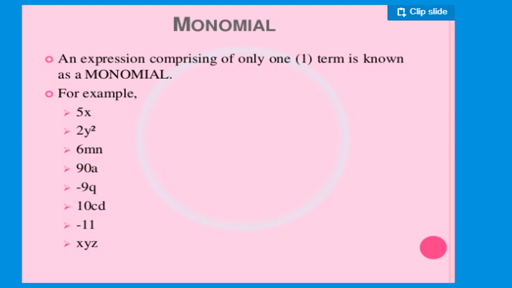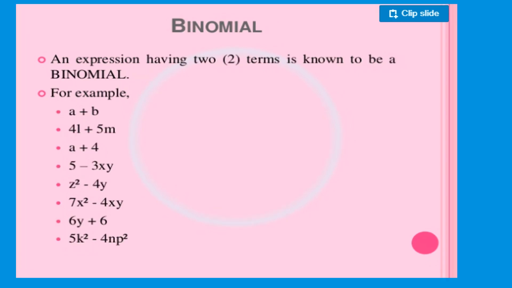Now, you have already studied in the 7th standard what monomials, binomials and trinomials are. What is a monomial? It is an expression that contains only one term. For example, 5x, 2x, 2y squared, 6mn, 90a, minus 11, xyz. All these having only one term are called monomials. Now what is a binomial? Expressions that contain two terms are called binomials.